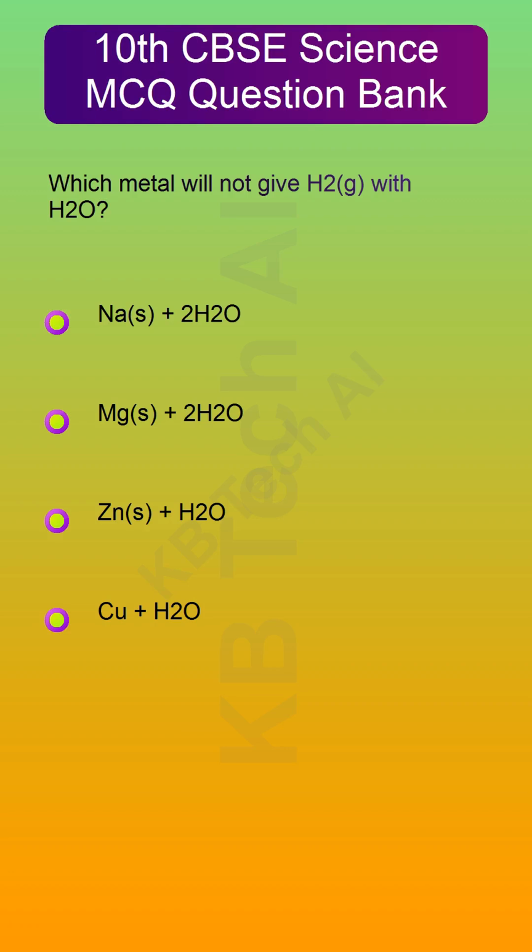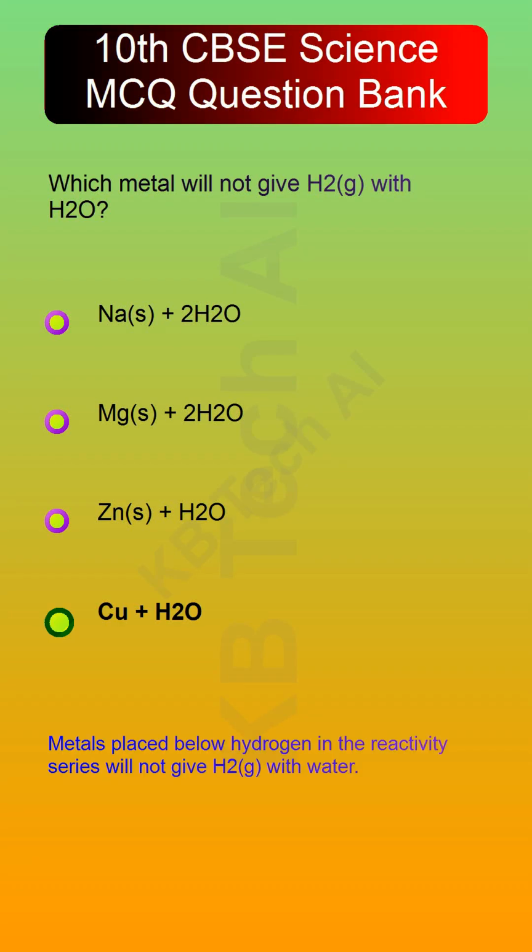Which metal will not give H2 gas with H2O? Option 1, Na plus 2H2O, Option 2, Mg plus 2H2O, Option 3, Zn plus H2O, Option 4, Cu plus H2O. The answer is Option 4, Cu plus H2O.